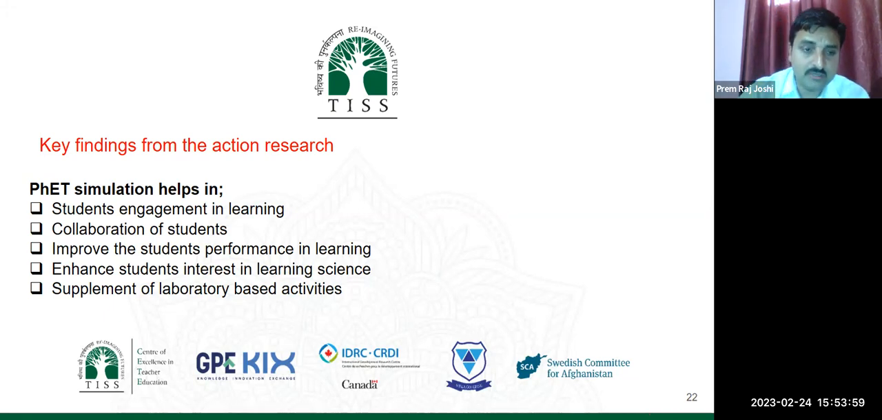Another point we've concluded is that it improves student performance. After working with the teachers, some students were very poor, or we can say their performance was very weak in science, but when the teacher implemented PhET, their performance was found to have drastically changed. Most of the teachers said that they realized PhET has enhanced the student performance, and along with that, it increases the student interest towards learning.